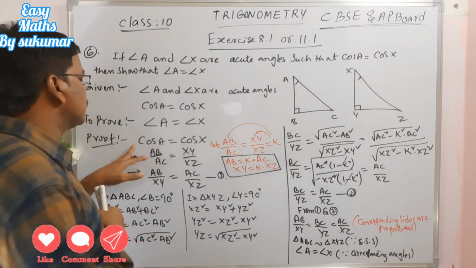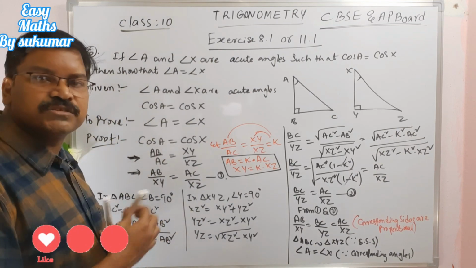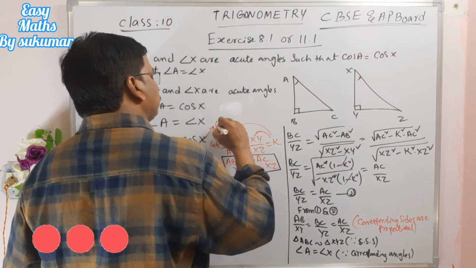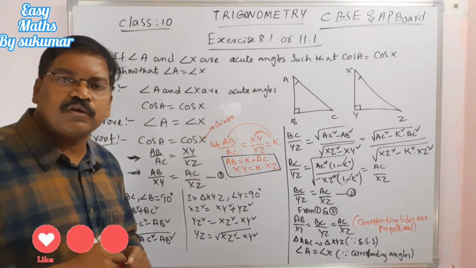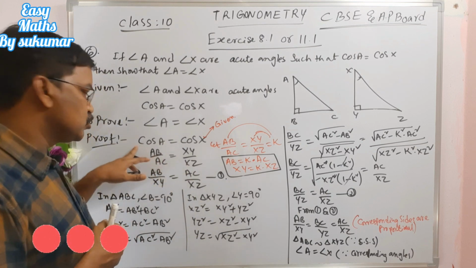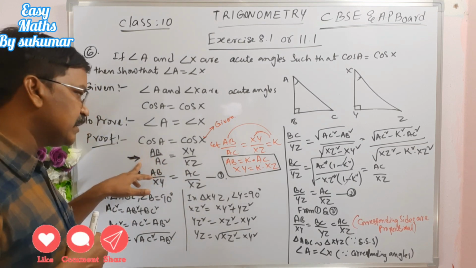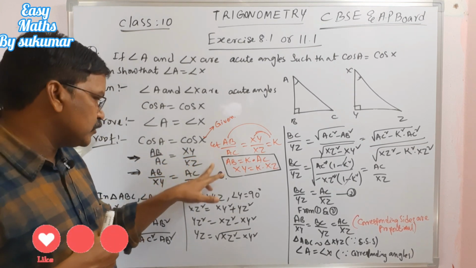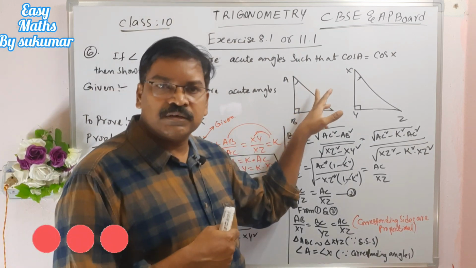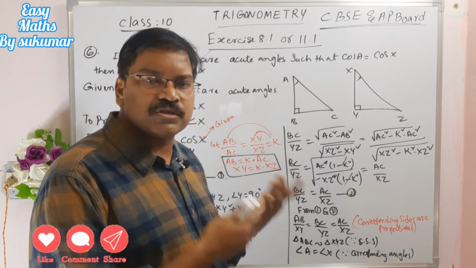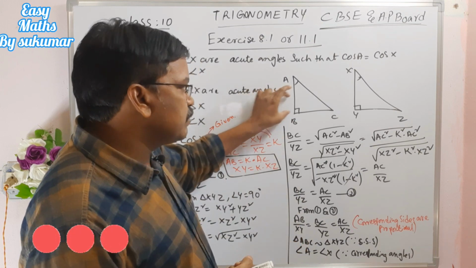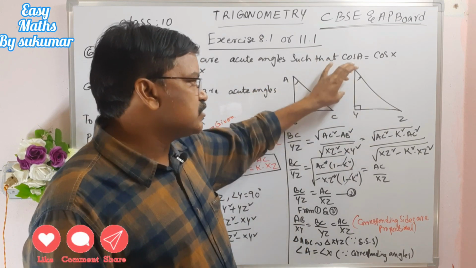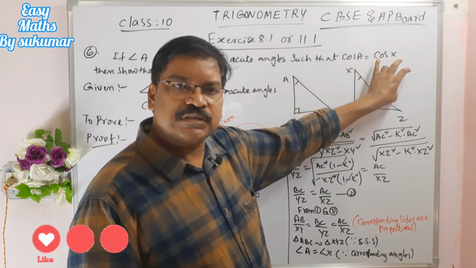Therefore, my dear students, what is given here? Cos A is equal to cos X. This is given. So what is cos A, my dear students? AB by AC. What is cos X? XY by XZ. According to the trigonometric ratios, cos means adjacent side by hypotenuse. That means AB by AC. Here the adjacent side is XY and the hypotenuse is XZ.